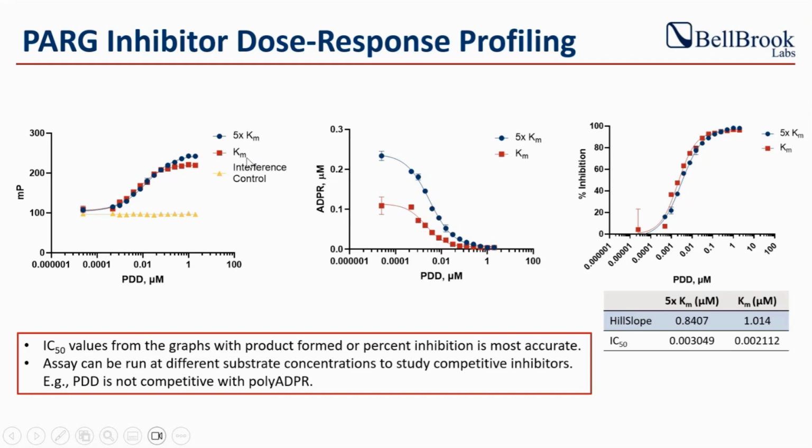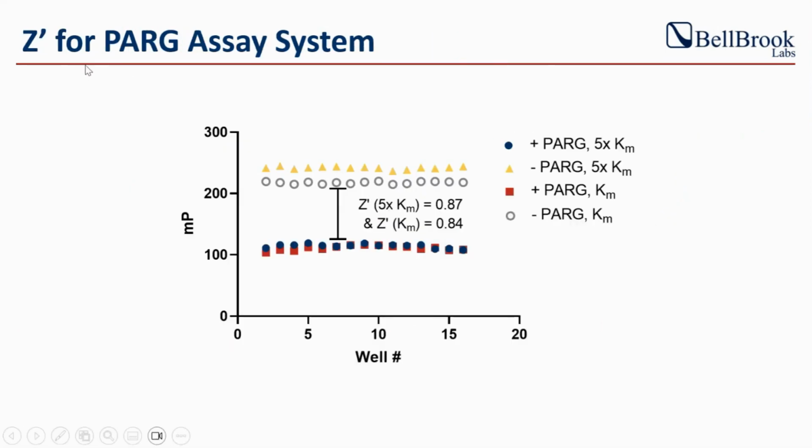And also, the ability to detect at Km and also at 5 times Km substrate is a benefit, because if you want to study an inhibitor and want to know if it's competitive with the substrate, poly-ADPR, then that can be used. For example, in this case, PDD has a very similar IC50 at 5 times Km versus at Km. So therefore, we can say PDD is not a competitive inhibitor. The Z-prime for the PARG assay system, either at 5 times Km or at Km substrate, is greater than 0.8, so that is very excellent for a high throughput screening assay.